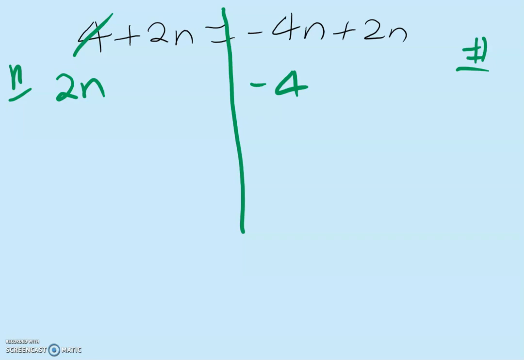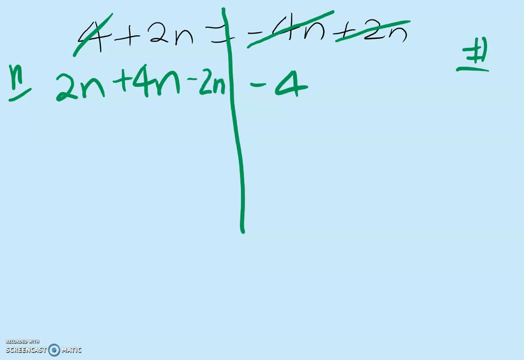This negative 4n has the variable n, so it needs to go over to the left side. So I'm going to cross it out and move it over. This negative 4 becomes positive 4n. And lastly, this positive 2n, because it has an n, needs to go on the left side. So I'm going to cross it out and change it to negative 2n.